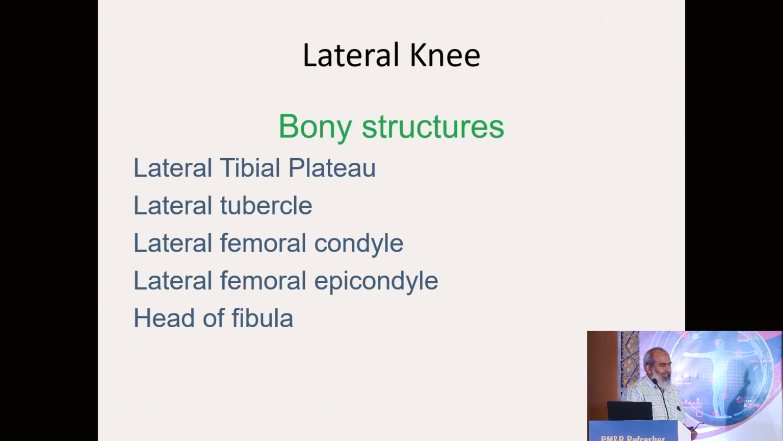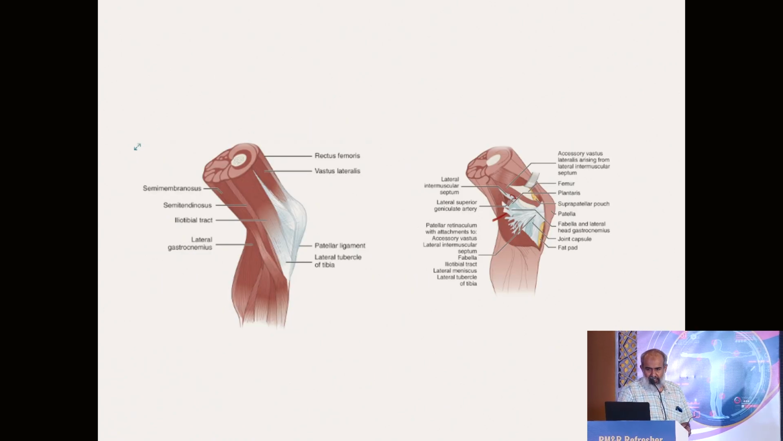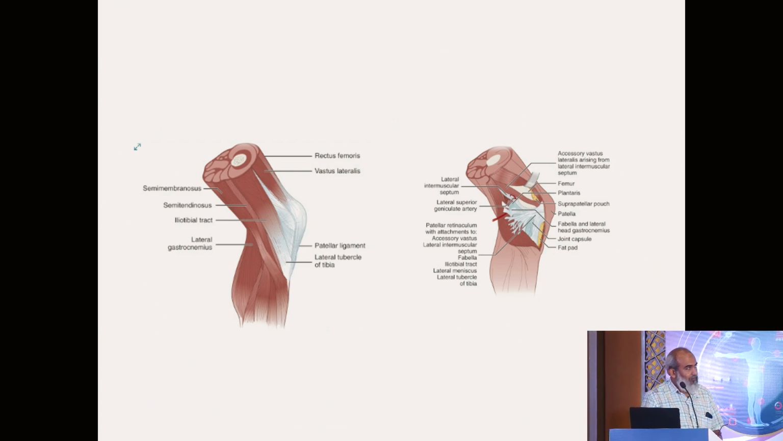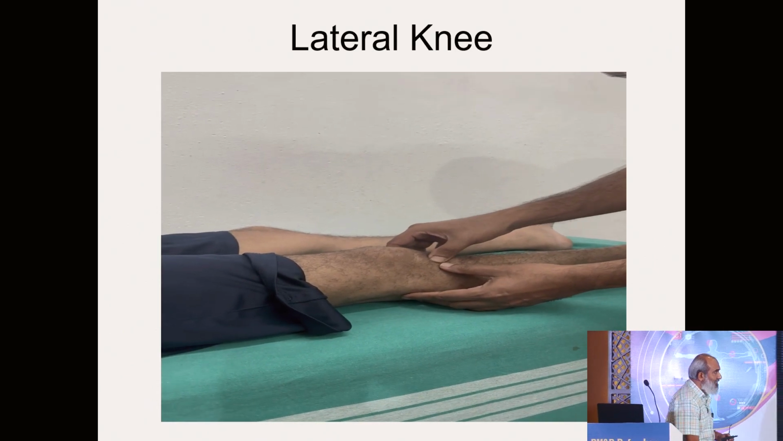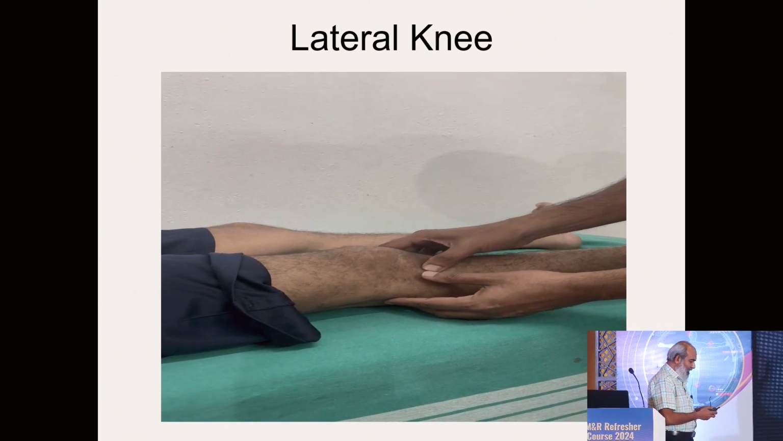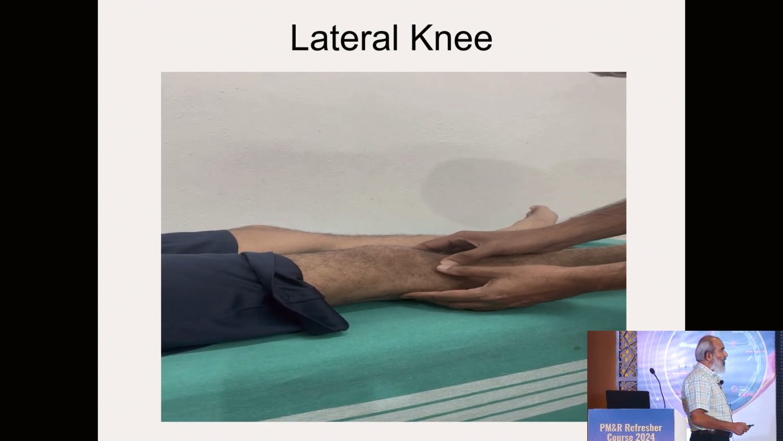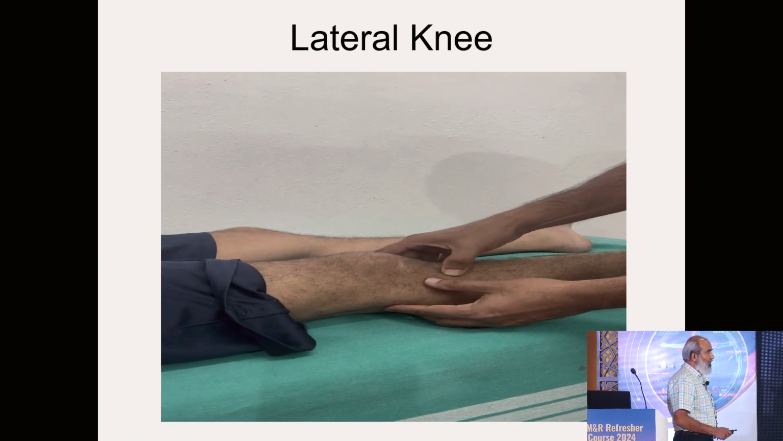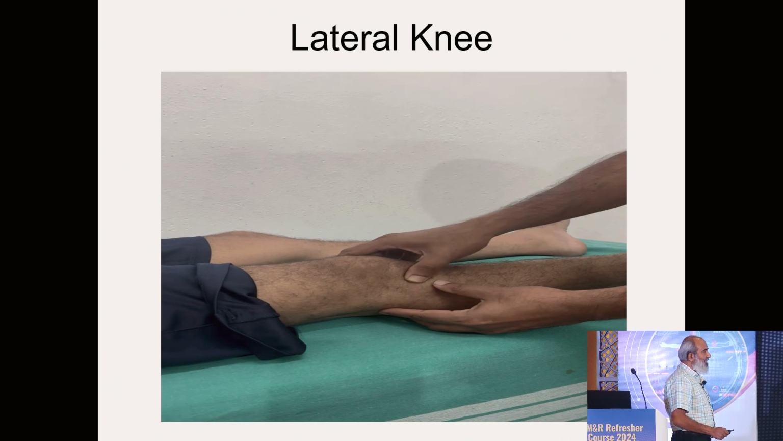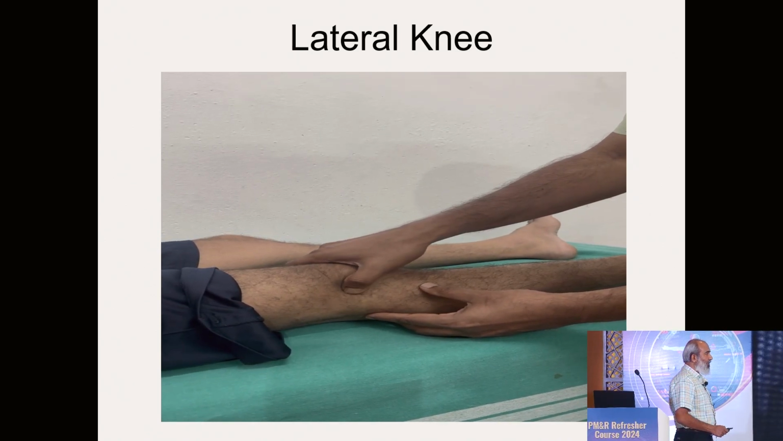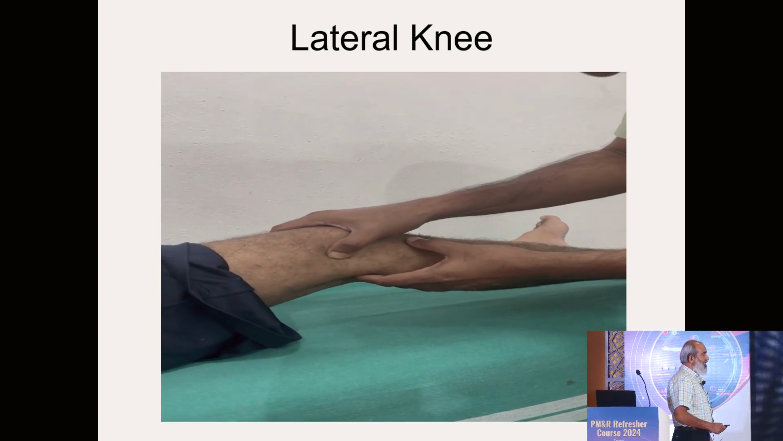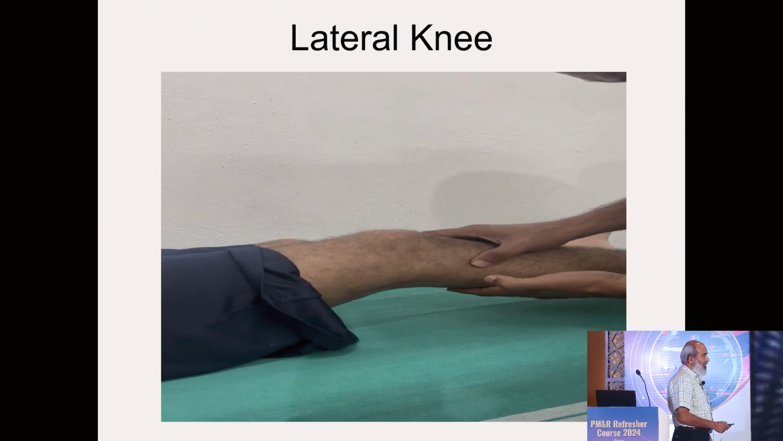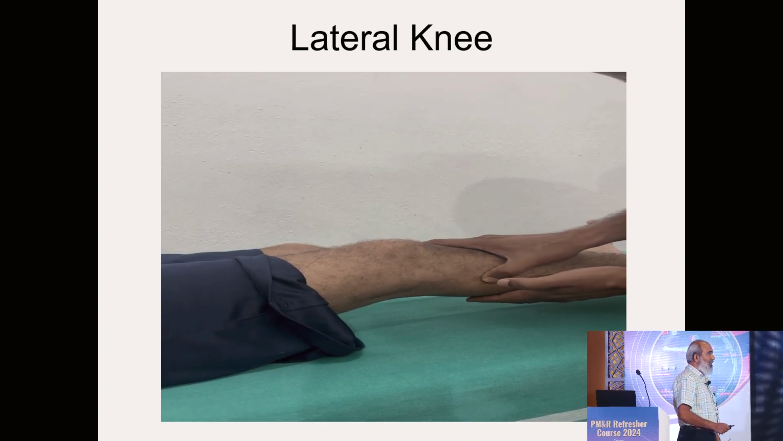Then coming to the lateral knee, you have these bony structures and soft tissue: the lateral ligament, the iliotibial band, and these things. Again, you go to the lateral side of the patellar ligament, and you can go down, and here you will get the lateral tibial plateau. You can feel it over the lateral side, and then you can move up. Similarly, you get the condyle when you move up. Then you can flex it and find it more prominent, and then you can go down and look for the fibular head.